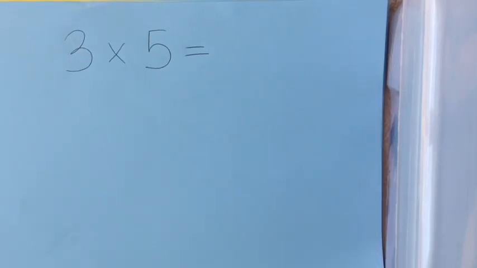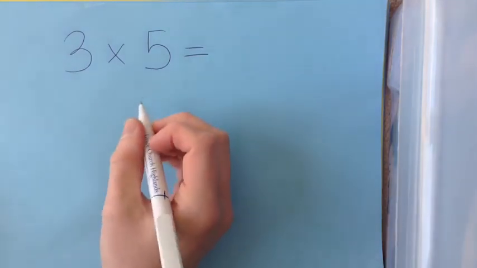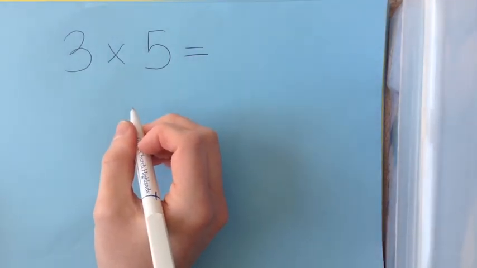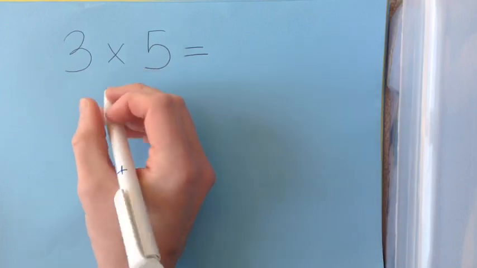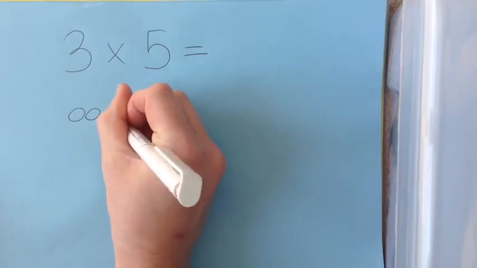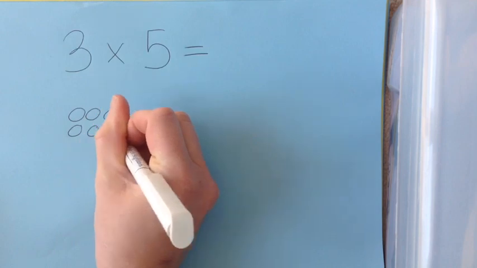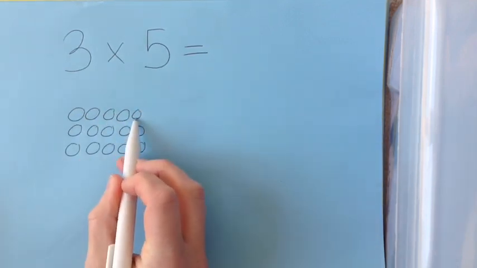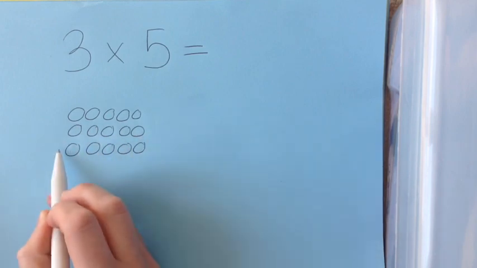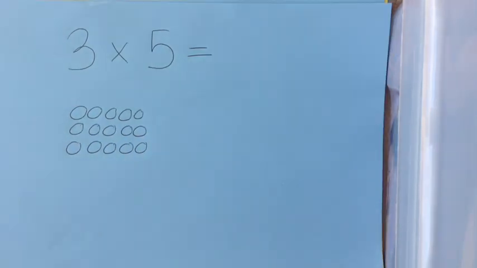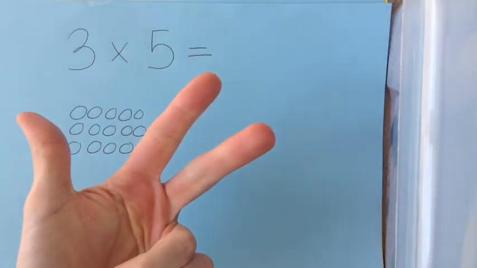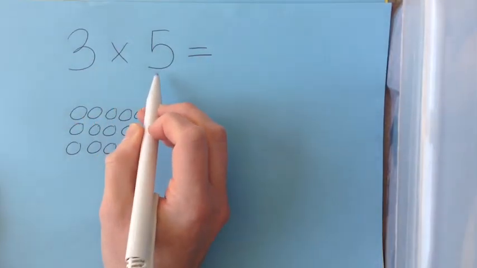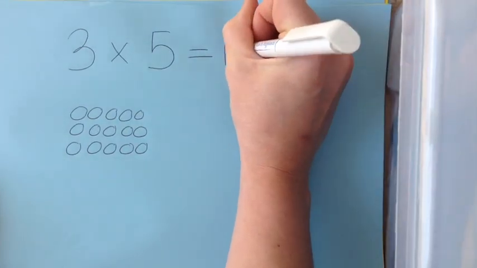Now some of you may feel confident enough to count up in 5, so you could use your fingers to do this. But for others we may need to use our arrays. So we are saying that we have 3 5s. So I'm going to draw my row of 5 3 times. 5, 10, 15. And if I was counting that on my fingers, I'd say 5, 10, 15. 3 lots of 5 is 15.